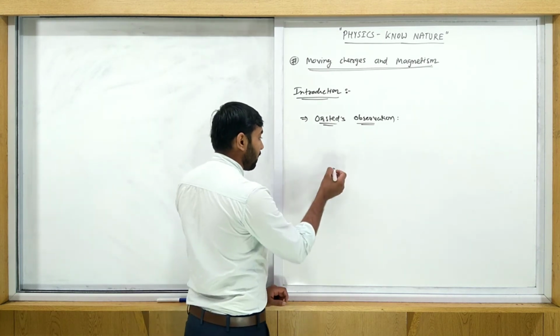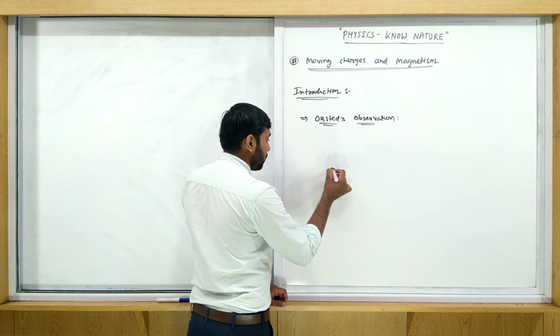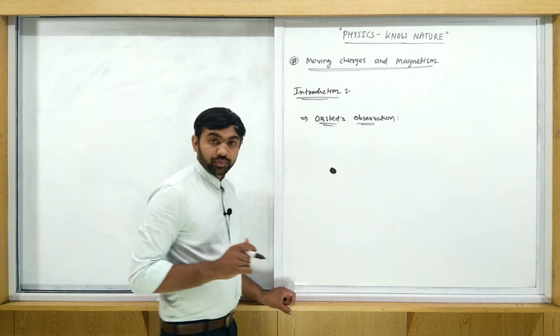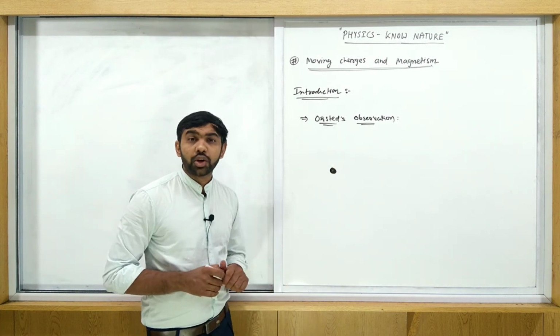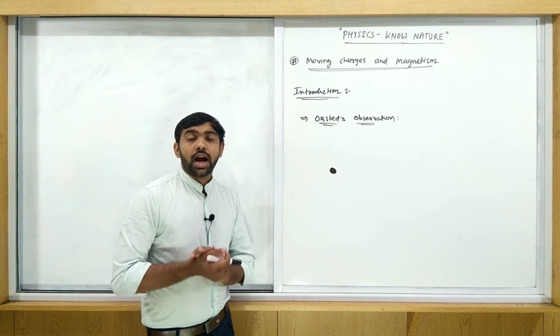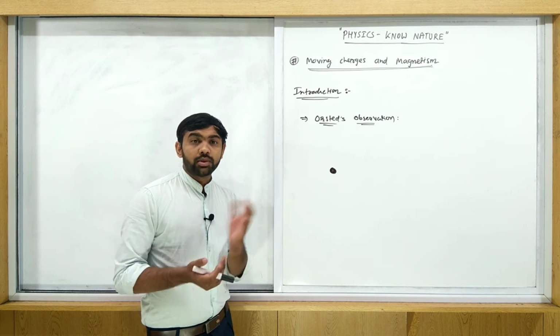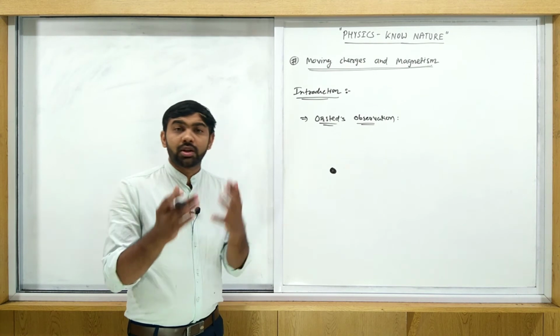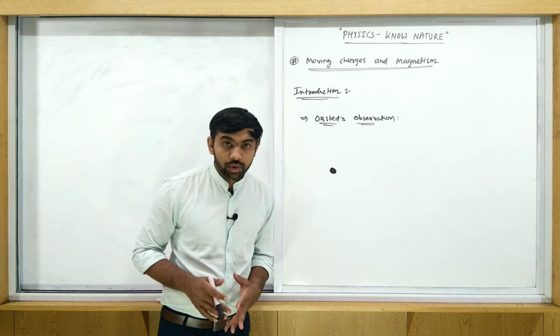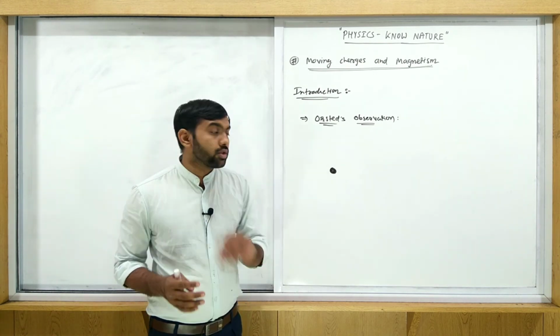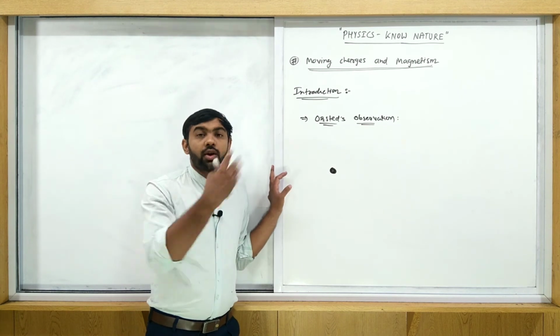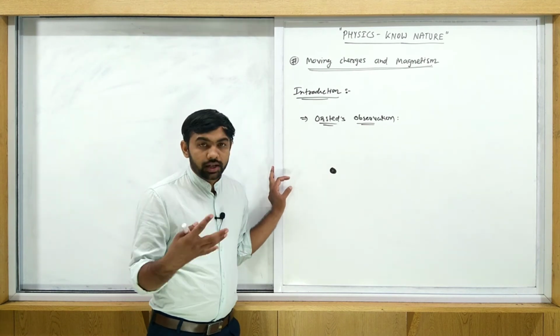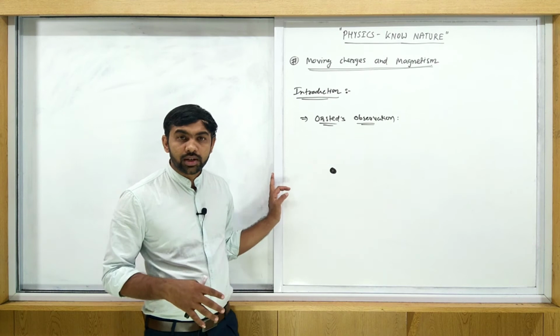So you consider any wire like this. A wire is always electrically neutral. Why is it electrically neutral? Because the number of protons is equal to the number of electrons. So the net electric field produced by the wire is always zero in the surroundings.